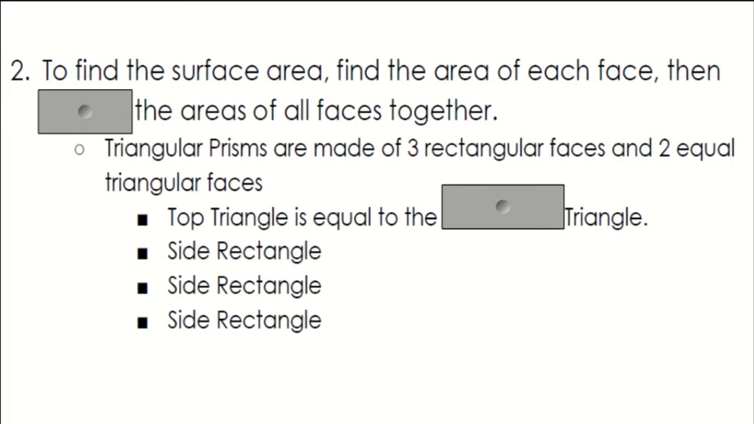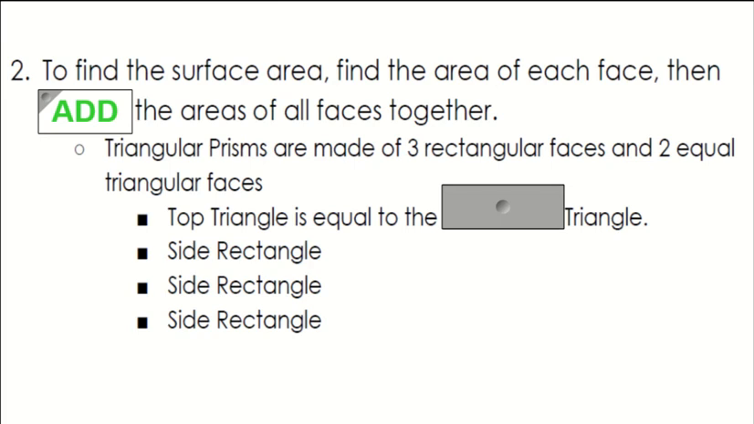So I didn't even put it up there, but you can use nets to help find surface area. We had already said that yesterday. But to find surface area, again, it's the area of each face, and then you add them up. So for a triangular prism, that is 2 triangles, 3 rectangles. Every time. 2 triangles, 3 rectangles. There's no little trick like doubling it or anything like that that we can do. You got to do the shapes.